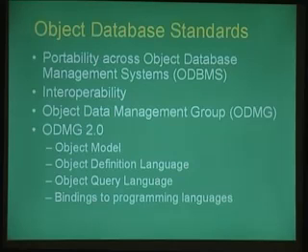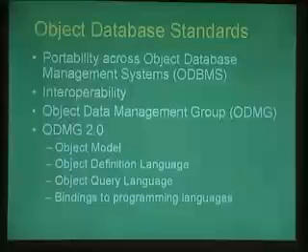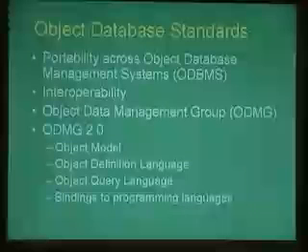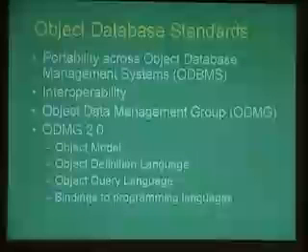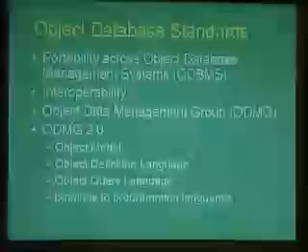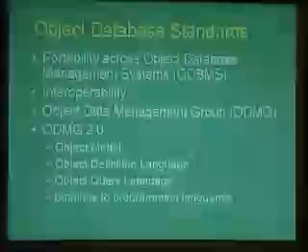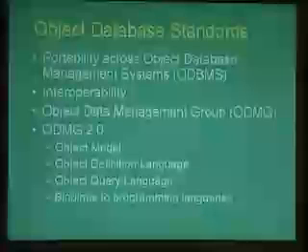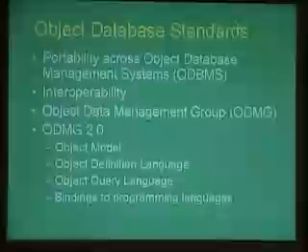The ODMG standard, or the Object Data Management Group 2.0 model, is essentially meant to standardize the notion of object databases. The main reasons for this include portability and interoperability between different object databases. The ODMG 2.0 standard defines an object model and a language for defining objects and querying objects, so object definition language and object query language.